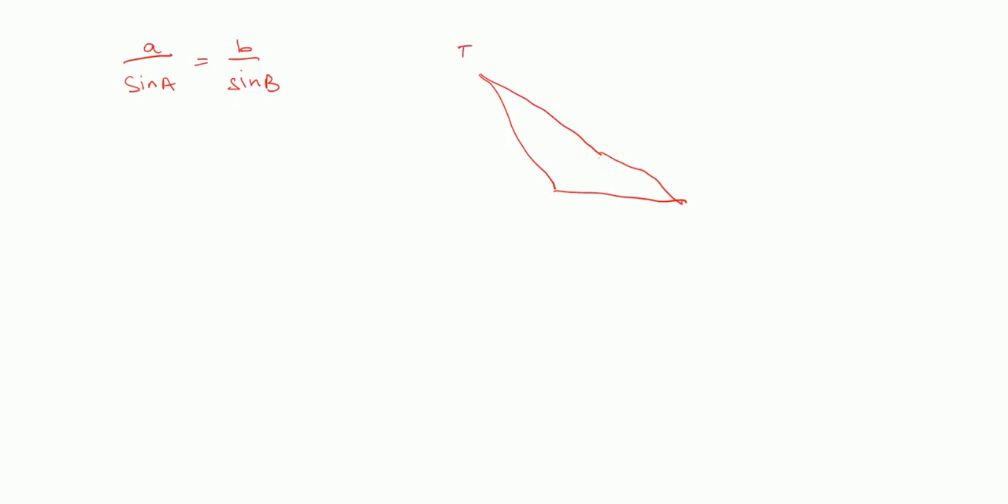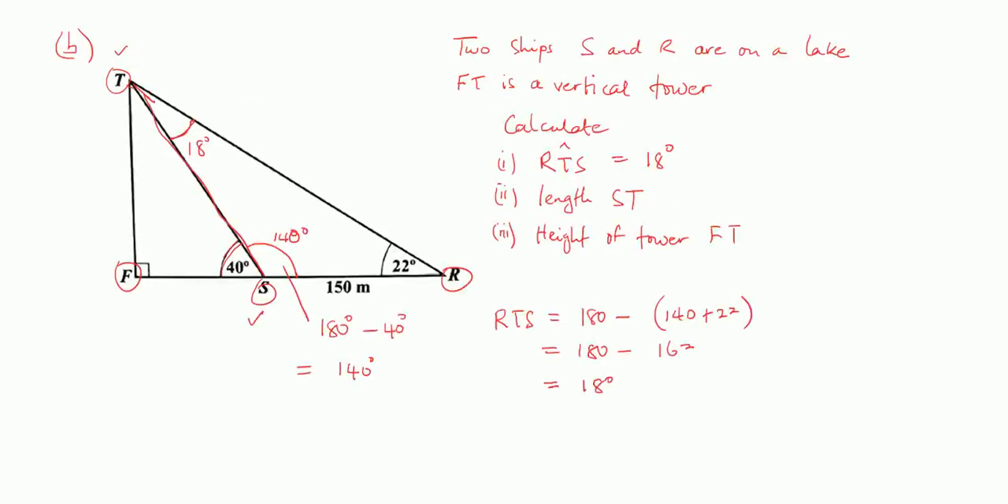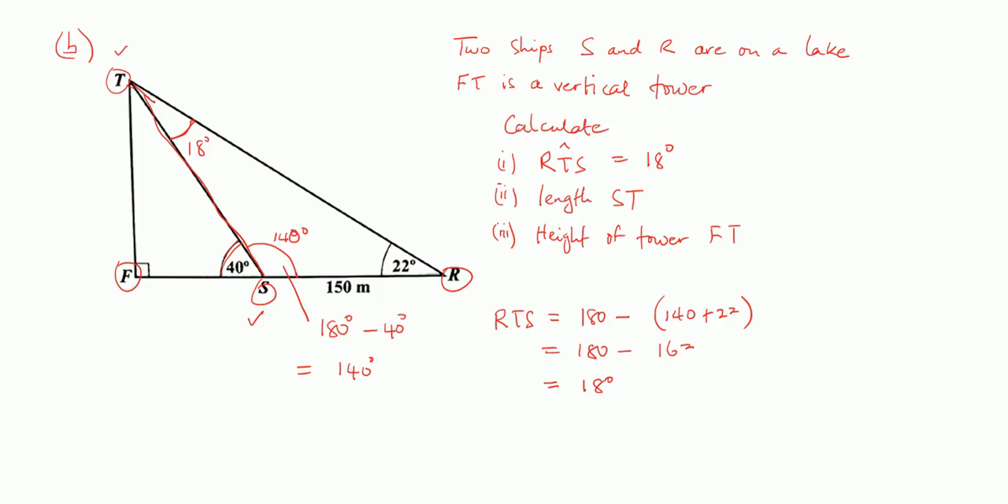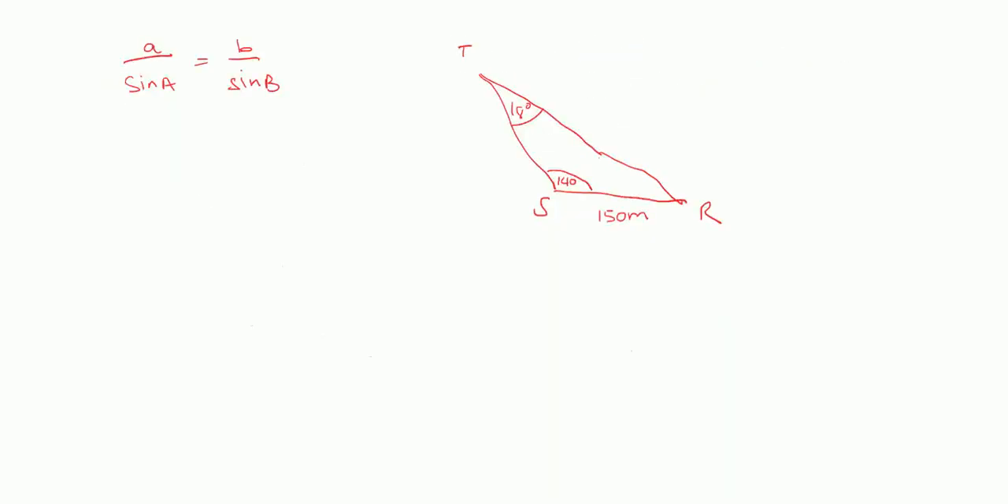This is 140. This was 18. SR, I think, was 150. So SR is 150 meters, and this last angle here was 22 degrees. Right, so now let's apply the sine rule to this particular question.